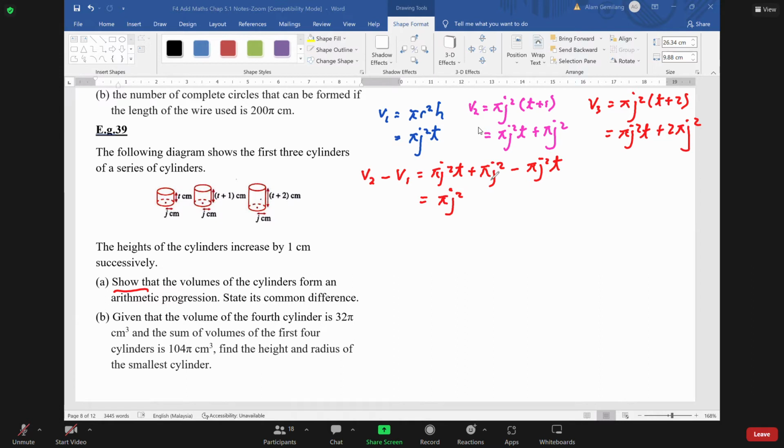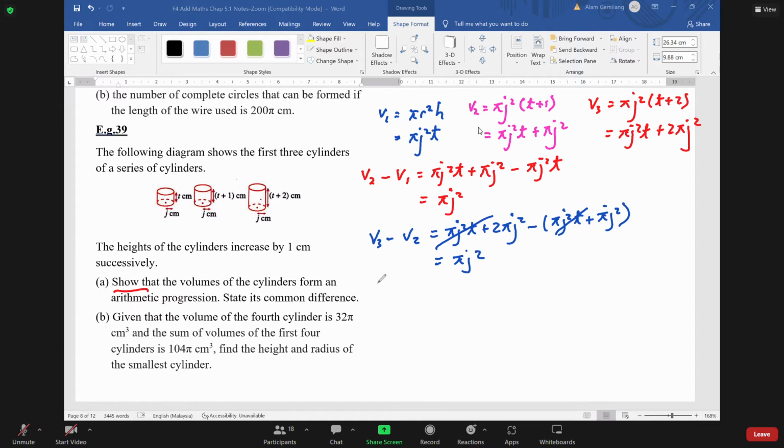Okay, then V3 minus V2. V3 is pi j square t plus 2 pi j square, minus pi j square t plus pi j square. So when you open up the bracket, the minus applies to both, so the pi j square t is no more. So 2 pi j square minus pi j square becomes pi j square.